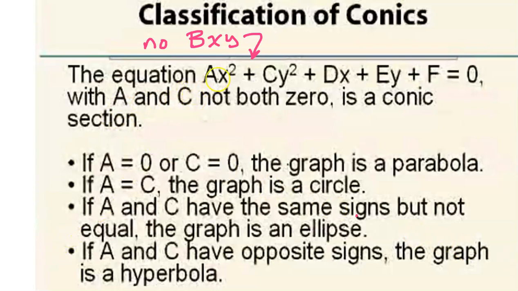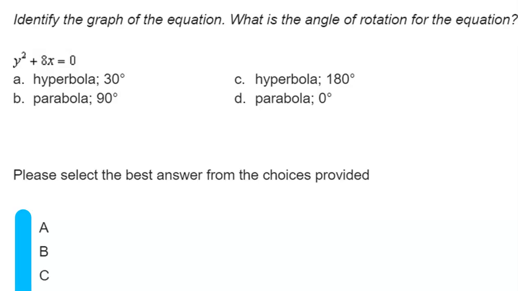Let's decide what a, b, and c are. Notice that a is the coefficient of x squared. B is the coefficient of xy, which we already know is 0 because there is no xy term. And c is the coefficient of y squared. Okay, so let's see. A is the coefficient of x squared. There is no x squared. That means a is 0. B is the coefficient of the xy term. There is no xy term. That means b is also 0.